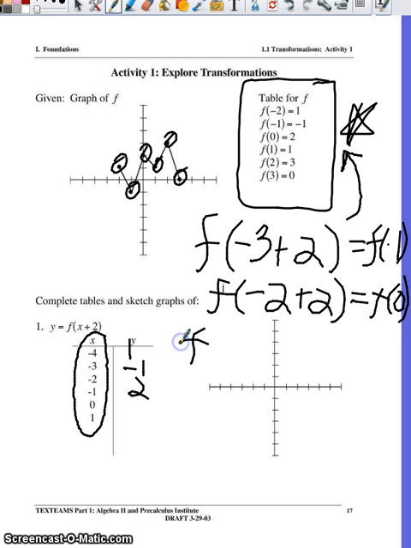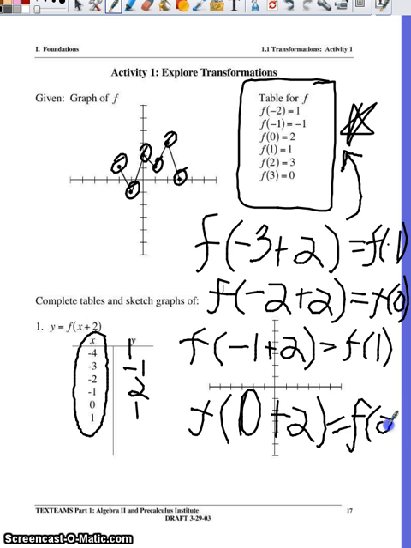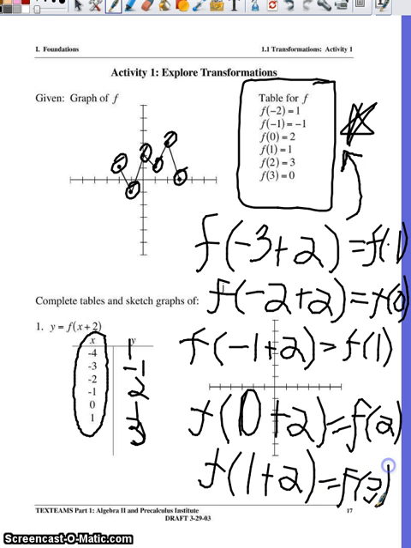I will have f of negative 1 plus 2, which will give me f of 1. At f of 1, my answer is 1. And then f of 0 plus 2, which is 2. So if I look at f of 2, my answer is 3. And then last, I'll have f of 1 plus 2. 1 plus 2 is 3. So in my table at f of 3, my answer is 0.